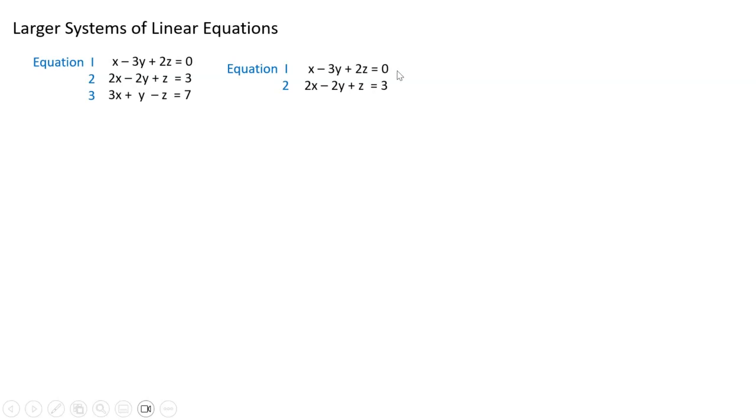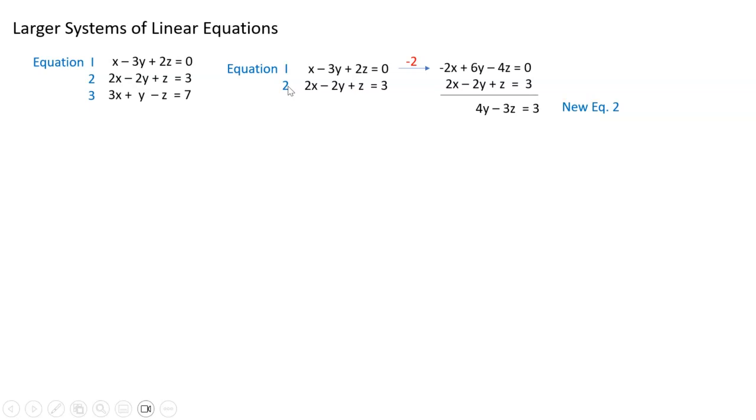I'm going to multiply equation 1 by -2. I multiply -2 times every term in equation 1, which gives us -2x plus 6y minus 4z equals 0. Equation number 2, we just bring it over. Now the x's get eliminated, so we get 4y minus 3z equals 3. That's my new equation 2.